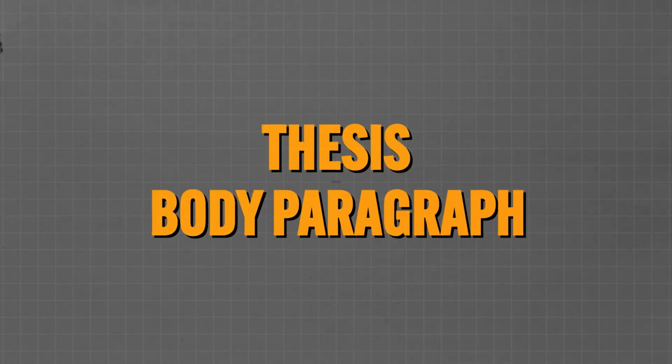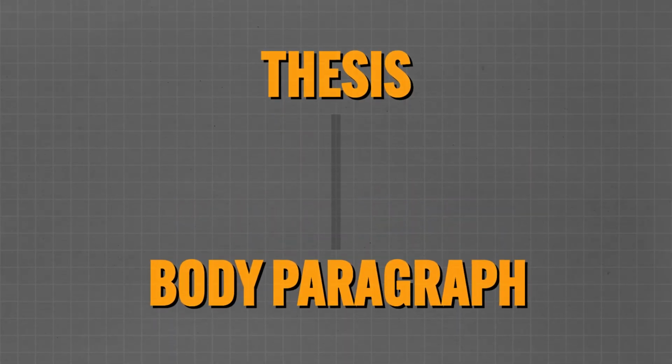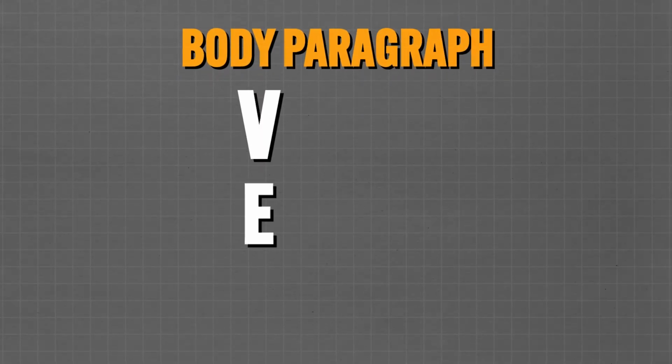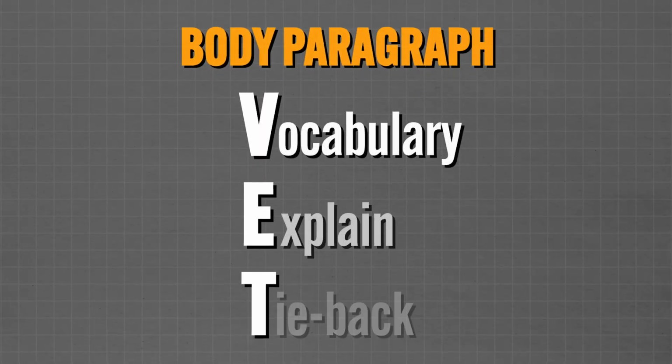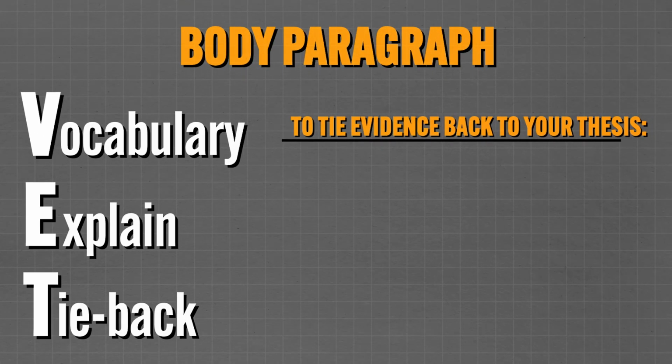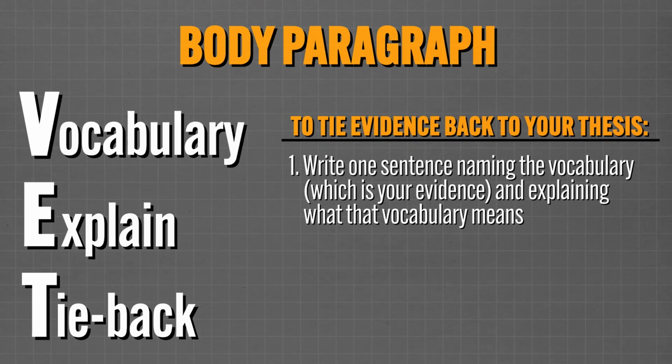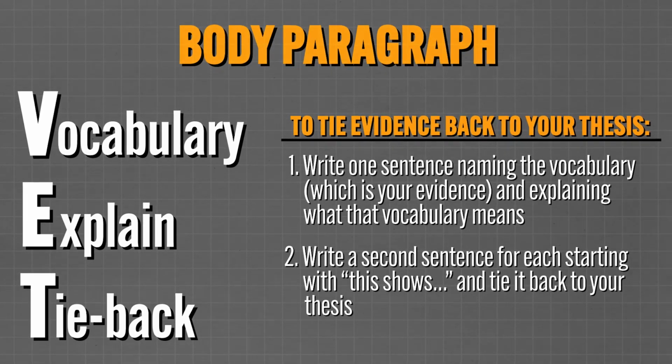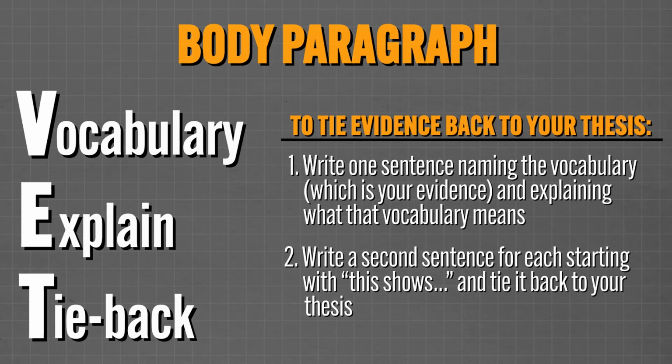Step 3, write 1 body paragraph with 2 pieces of evidence. Now, a little hack here, leave a gap between your thesis and this paragraph, and I'll tell you why in a second. But for this paragraph, keep it simple and remember the paragraph formula, VET: vocabulary, explain, tie back. Write 1 sentence naming the vocabulary, which is your evidence, and then explaining what that vocabulary means. Then write a second sentence for each, starting with "this shows," and then tie it back to your thesis.